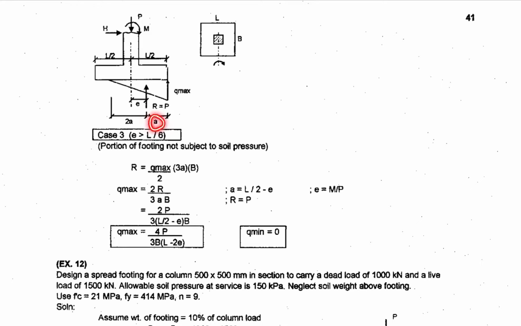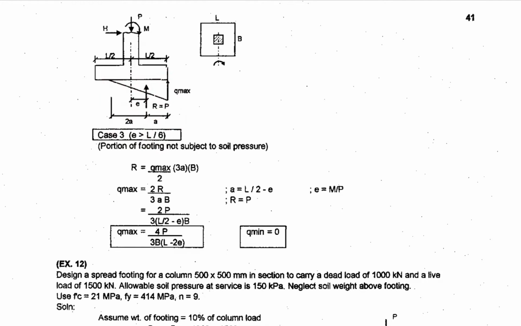times B, where your A is this one. So that is A is equal to 1/3, and this one is 2/3. Okay, since this is a triangle, you have the centroid, so this is 1/3, this is 2/3.